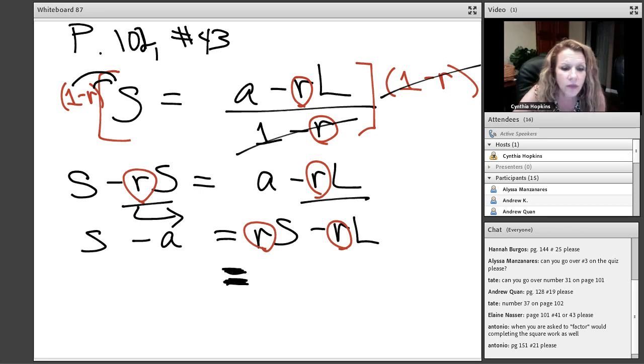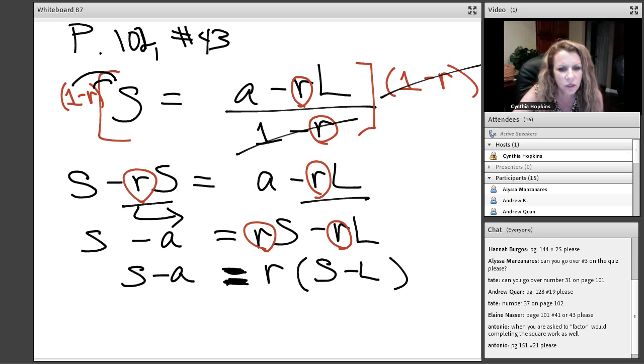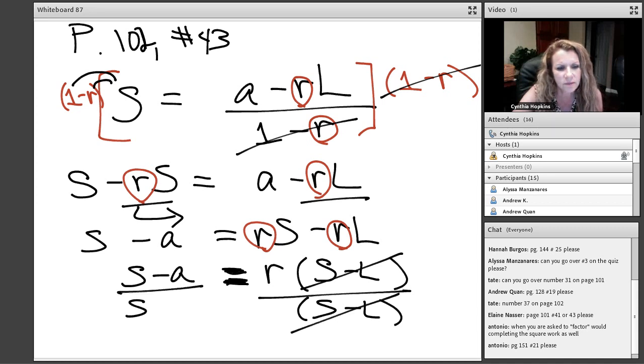On this right-hand side, this is oftentimes where you guys get stuck. You've got your r's on the same side of the equal sign. That's good, but I need to get r all alone. Isn't it in common with the 2 terms? So let's factor it out. So r, the quantity, s minus l. Now those are factors, and that equals s minus a.